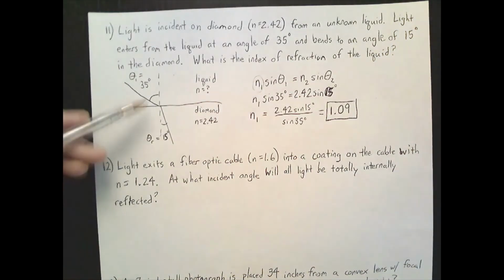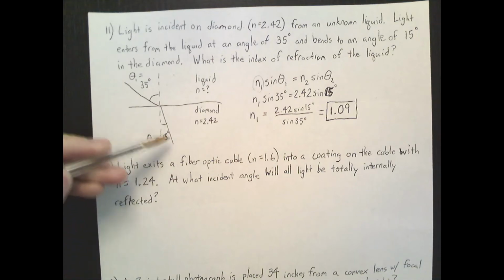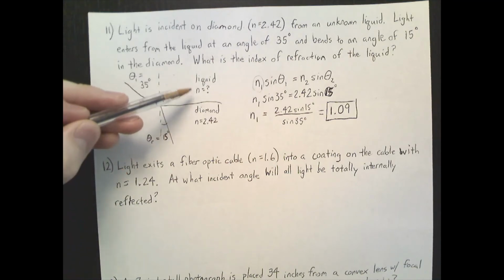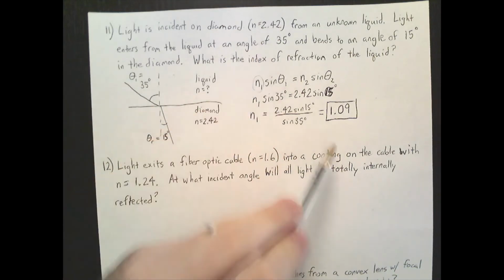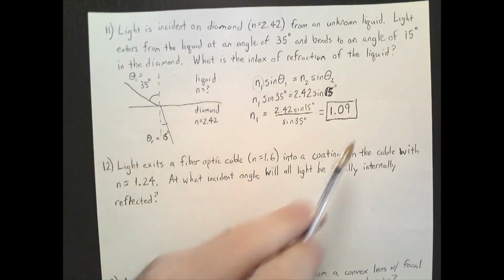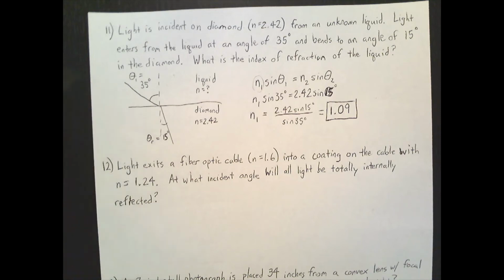And that makes sense. The angle here is smaller. The light had to bend towards the normal in the diamond, so the index of refraction of the liquid had to be smaller than 2.42, and this number clearly is. That's a good sanity check you can do. Does my number match what the light is actually doing as it bends to or from the normal?